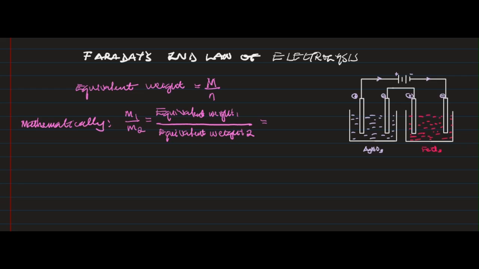We said that equivalent weight equals molar mass divided by the number of electrons. So we can change the equivalent weight 1 to become molar mass 1 divided by N1, all over the molar mass of the second substance divided by the number of electrons that deposited that substance. So this is all about Faraday's second law of electrolysis. We're going to apply this in our question now.